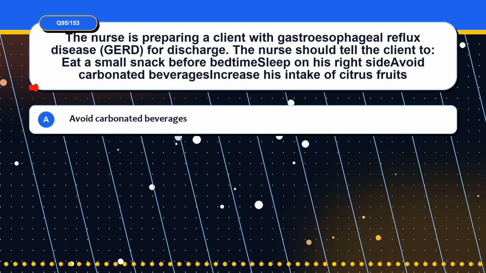Question 95. The nurse is preparing a client with gastroesophageal reflux disease, GERD, for discharge. The nurse should tell the client to eat a small snack before bedtime, sleep on his right side, avoid carbonated beverages, increase his intake of citrus fruits. Here are the options. Option A. Avoid carbonated beverages.